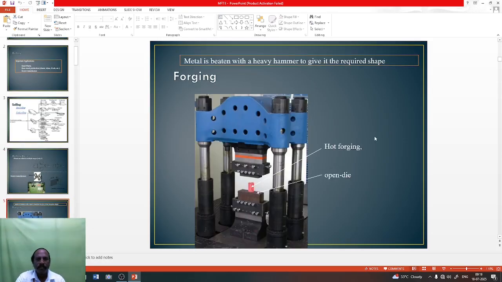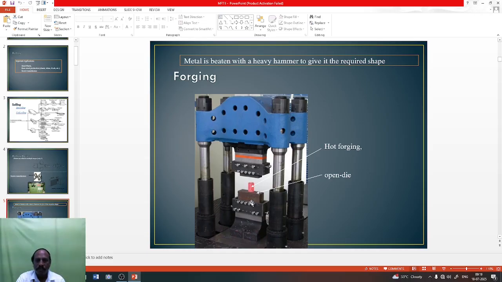And we go for the forging process. That is, metal is beaten with a heavy hammer to give the required shape. So you are giving heavy load. Load means tons of load, and due to the tons of load, the material will deform and go to the shape. And also hot forging and open die.